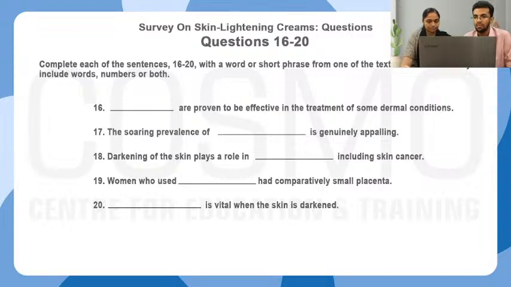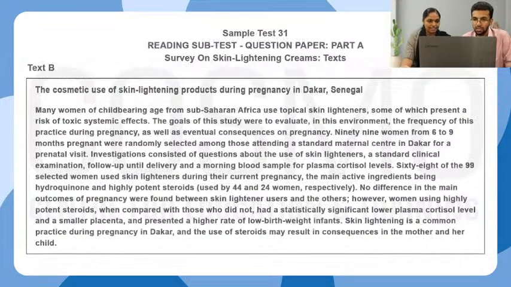Okay, the keywords here would be comparatively smaller placenta. That's the main keyword. Those three words, that phrase, comparatively smaller placenta. So Devi Nandana is saying this information can be found in B. Yes, Devi Nandana, you are right. So I think we can jump to text B, and identify the answer.